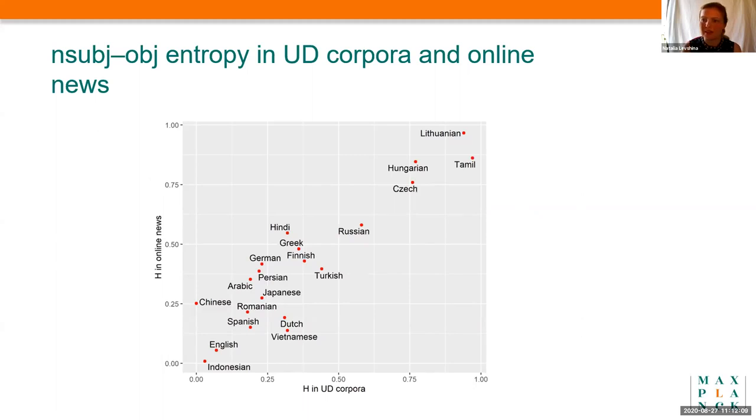But yeah, I was very happy to see that there is a strong positive correlation, and there were no big surprises really, with English and Indonesian in both corpora having low scores, and Lithuanian, Tamil, Hungarian, and Czech having a lot of word order variation. I mean, subject and object only, of course. The only thing I have doubts about is that Chinese had pretty high entropy in the online news, and I suspect that their parser is not that good. So I will exclude Chinese, unfortunately, from the discussion of correlations.